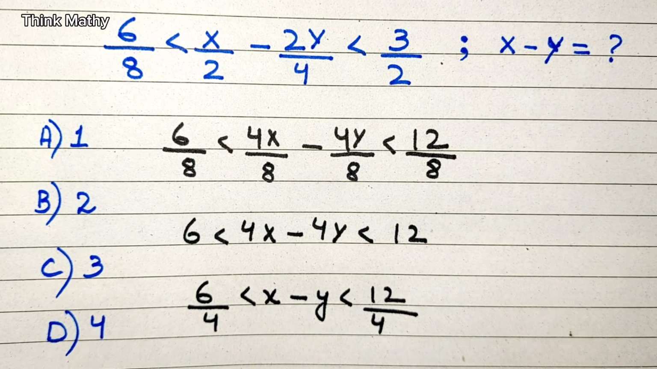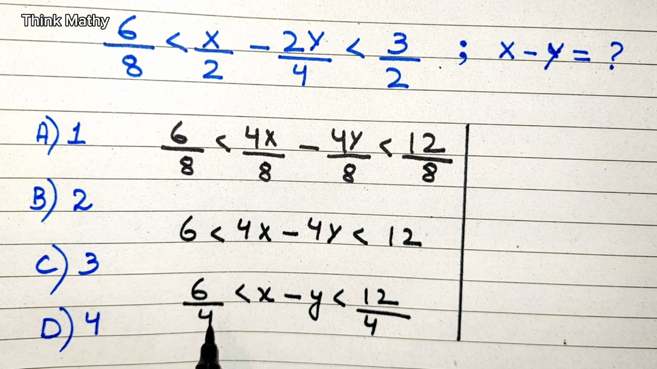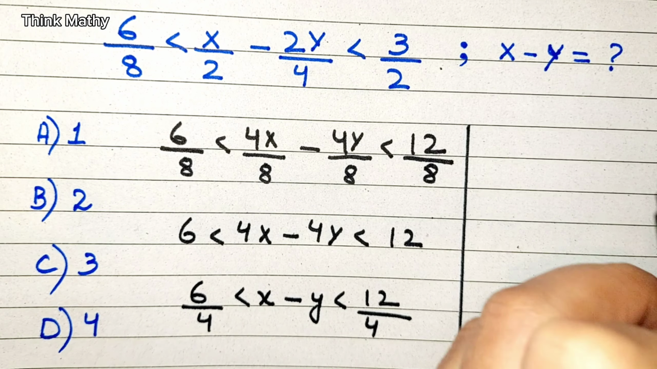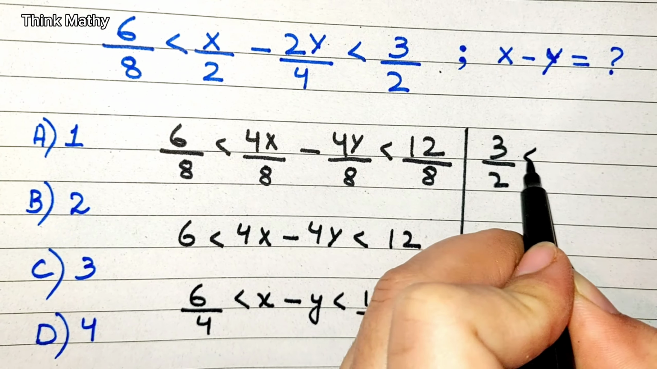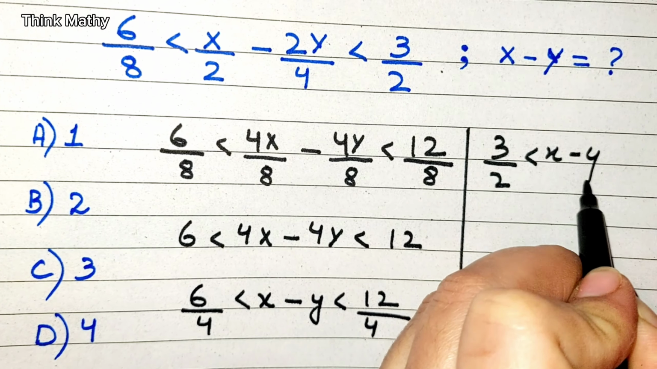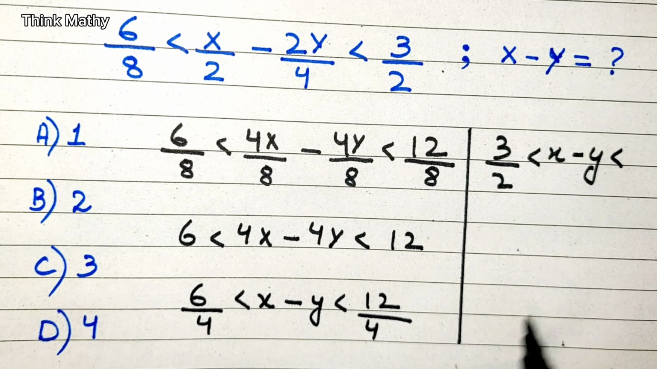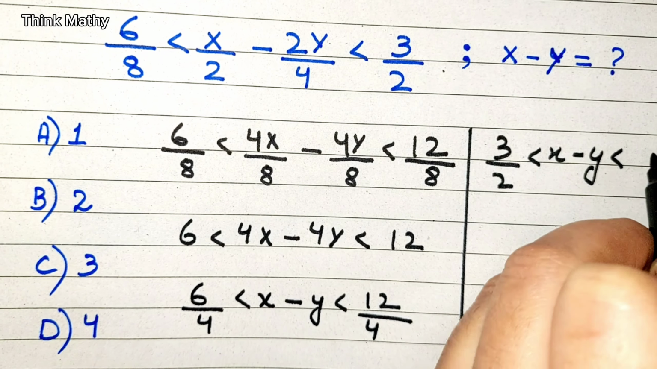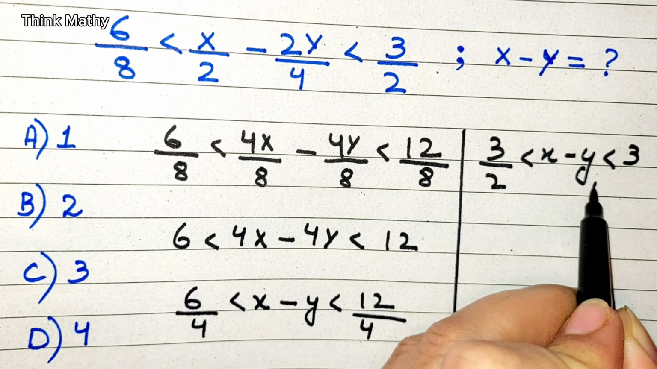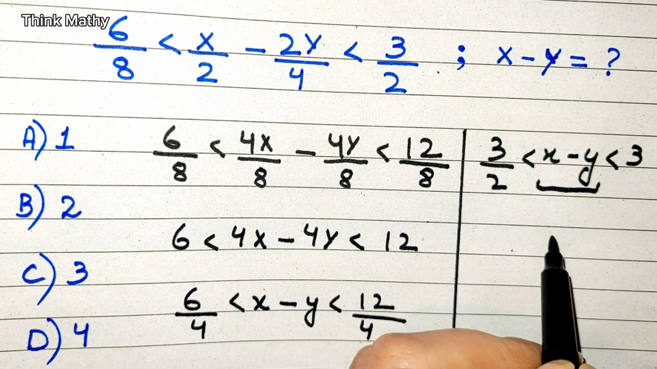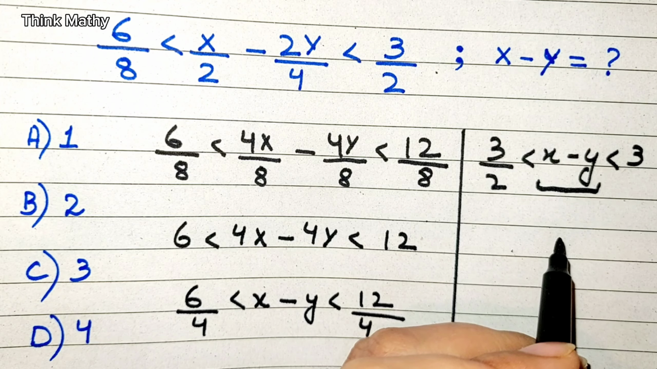Further, this can be simplified as 3 over 2 less than x minus y less than 3. So we can see that we have to find this one, x minus y. What is the possible value of x minus y?